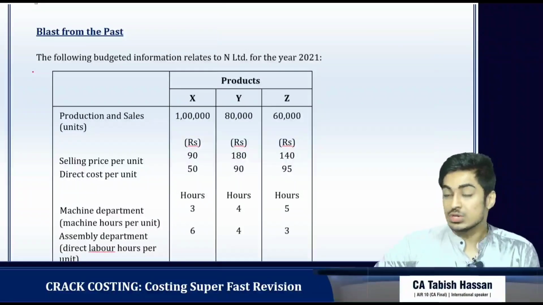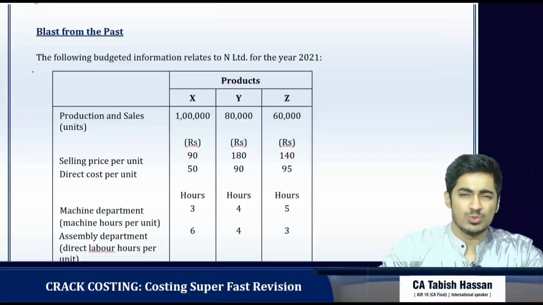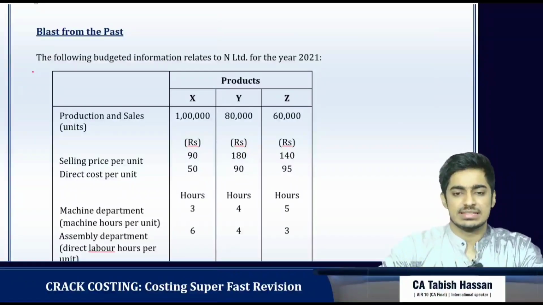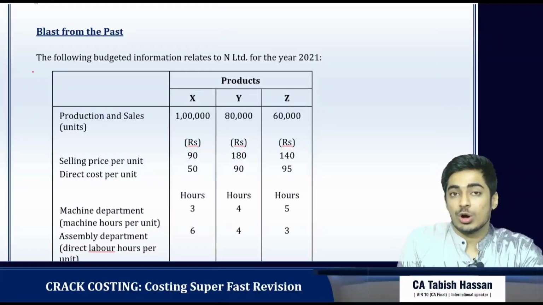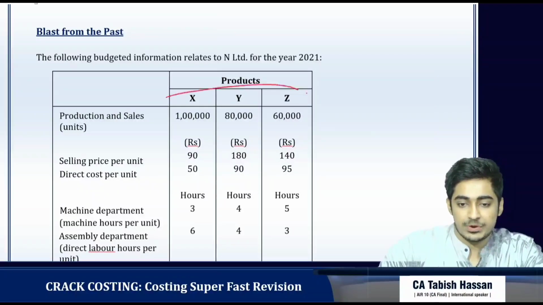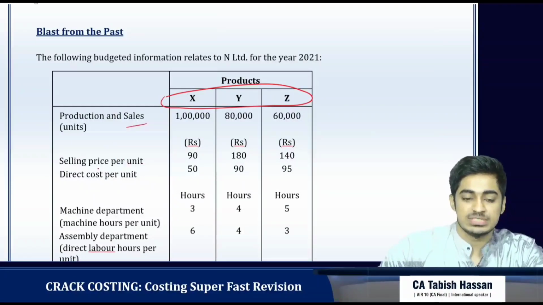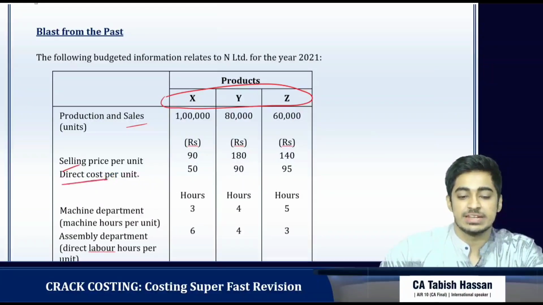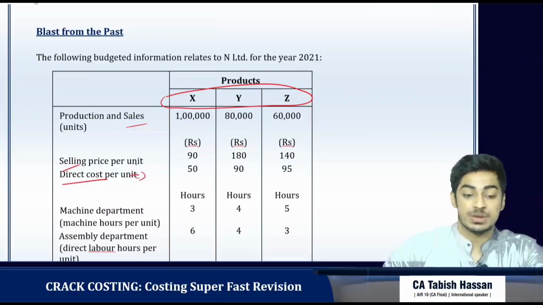So this is a question from RTP May 21. Almost every question would be on similar lines. So let's get a feel of what the question is and how we should proceed ahead. So there are three products. Okay, they've given the production and sales, they've given the selling price, they've given the direct cost. What is direct cost? It's the prime cost.